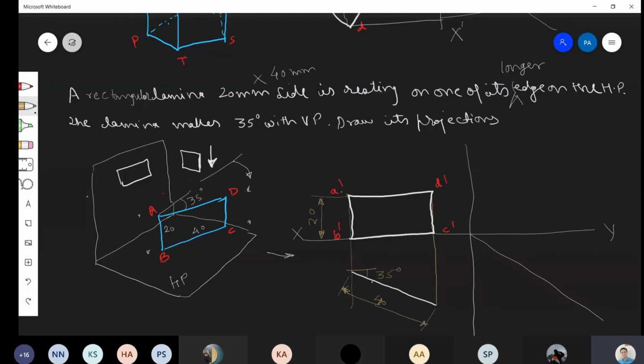Like this. And how will I name these points? This point will be A, comma B. This point will be C, comma D. A, comma B, C, comma D.